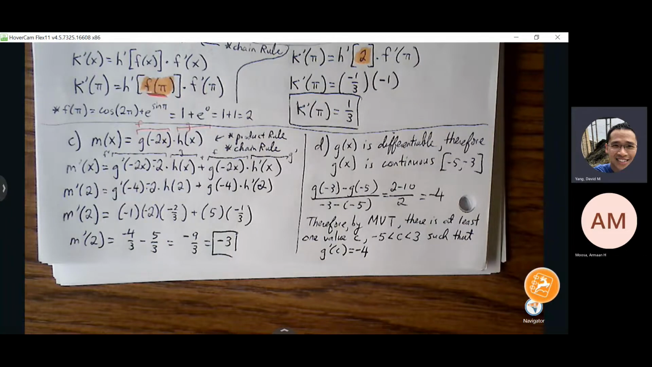So because the slope between negative 5 and negative 3 shows negative 4, we know there must be a point on the curve somewhere in that interval where the slope is going to have to match exactly negative 4. And therefore, by MVT, there's at least one value C on the interval such that g prime of C is equal to negative 4.